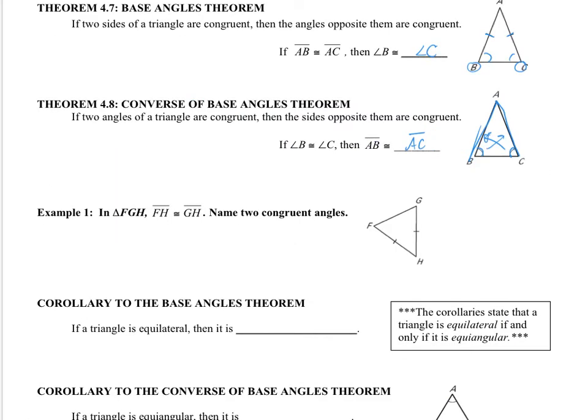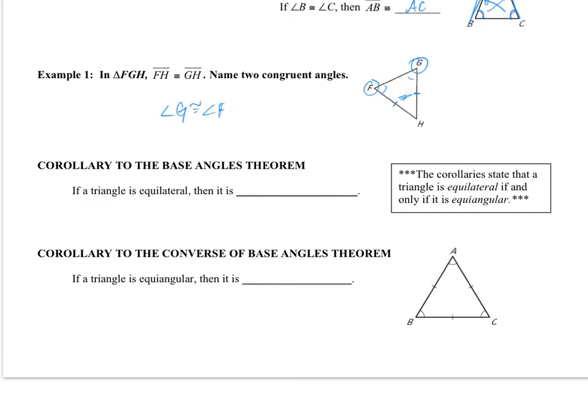Okay, example 1 here. In triangle FGH, FH is congruent to GH. Name two congruent angles. So it will be angle F and angle G, because they are the angles opposite these two sides. So we can just write angle G is congruent to angle F.